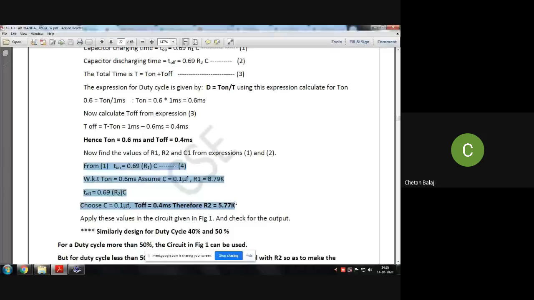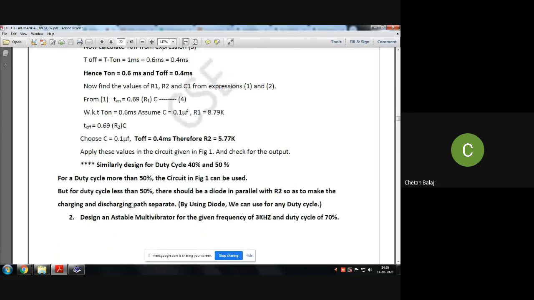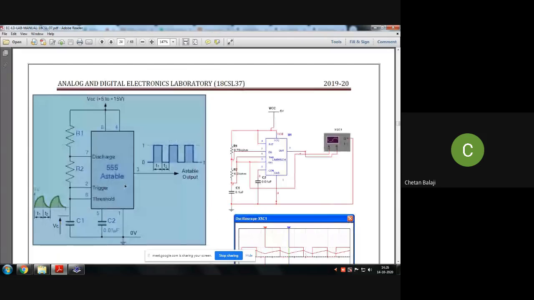Coming back to this diagram, here we have the unknown terms. R1 is 8.76 K, obtained from the formula. R2 is 5.76 K, also from the formula. C1 I have assumed as 0.1 microfarad. C2 is a constant.